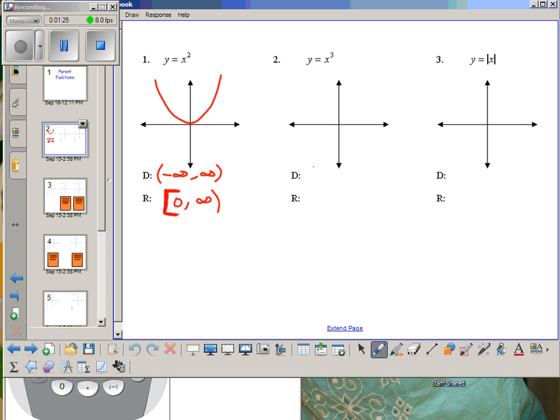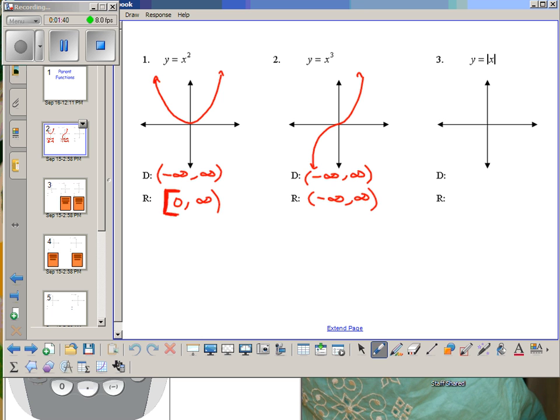X cubed is the little snake, also going through 0, 0. This is also a power function. These guys actually continue forever, so I'll put little arrows. Its domain is also negative infinity to infinity, and its range is similarly negative infinity to infinity.